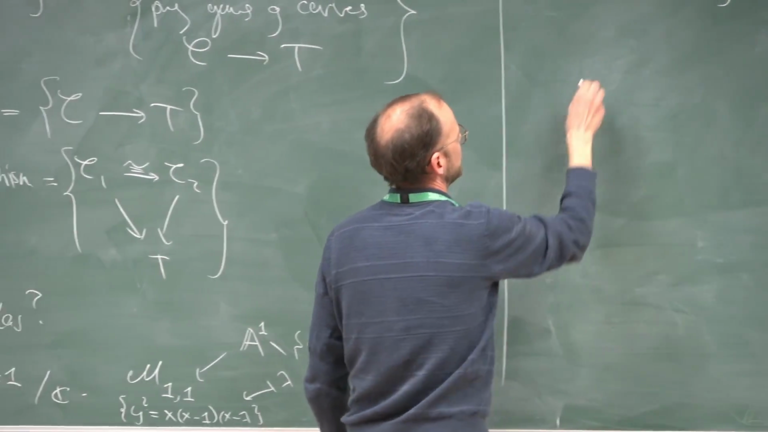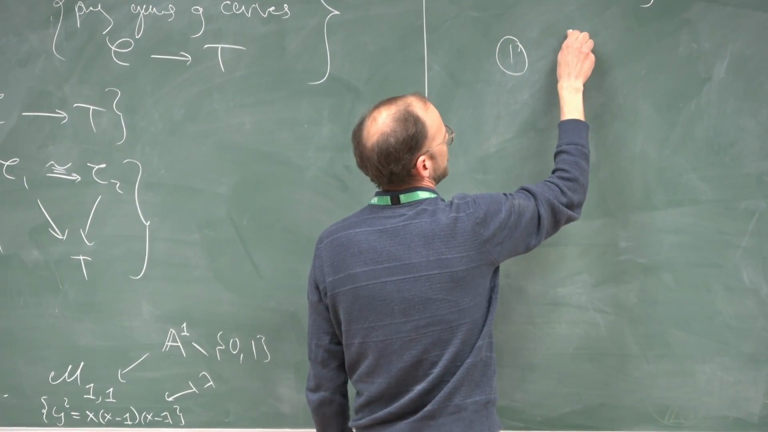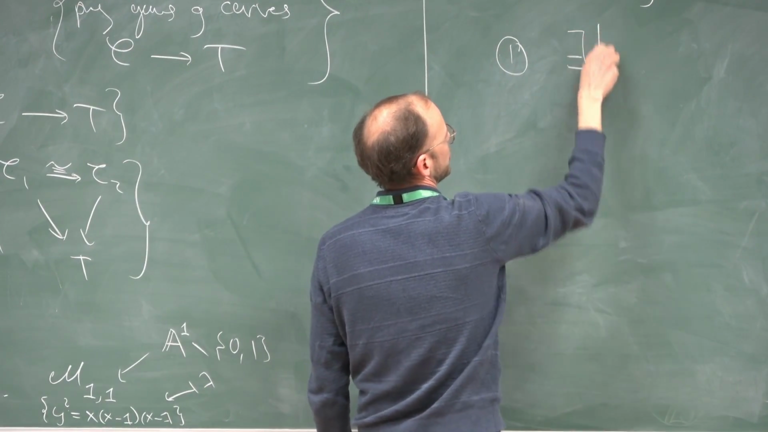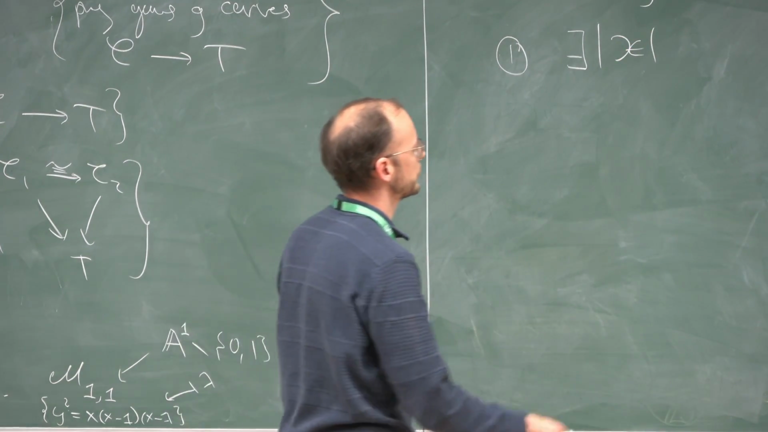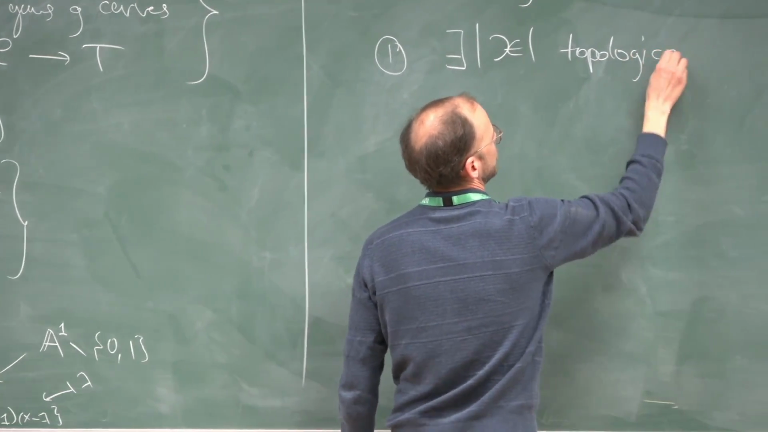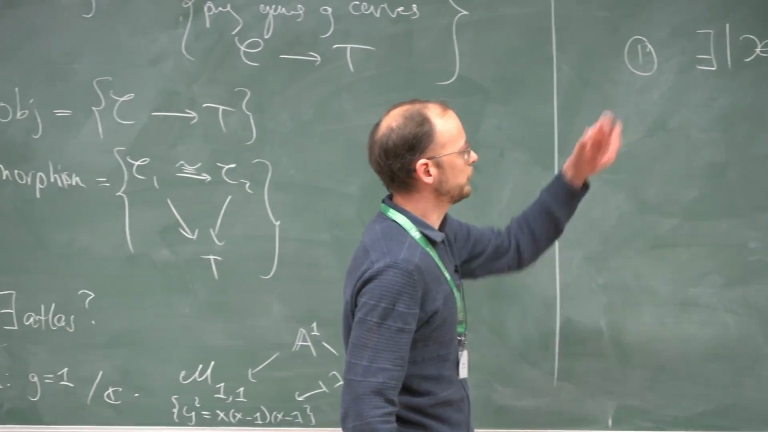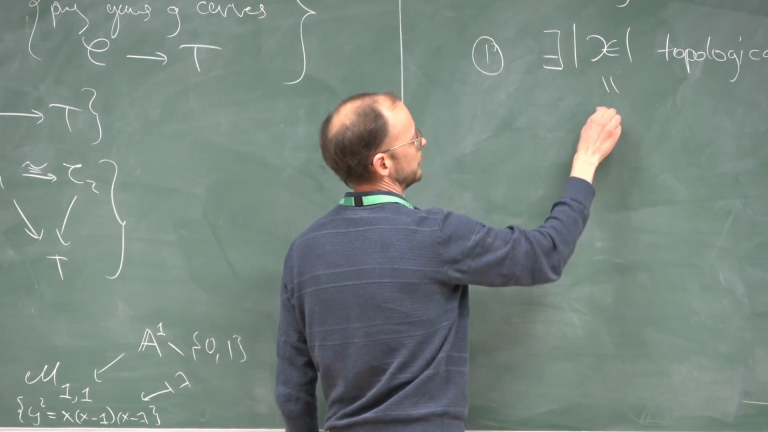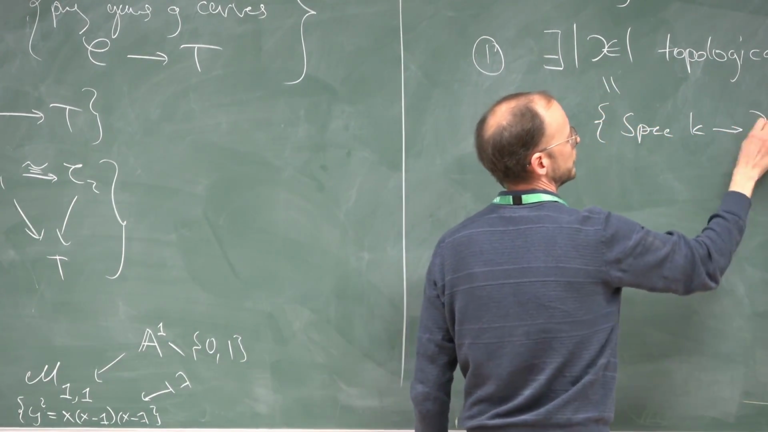And the first one is that there exists an underlying or an associated topological space, and one can define this as the set of all k points.